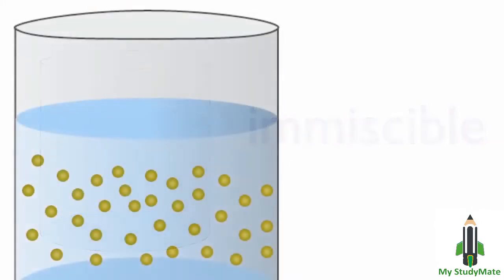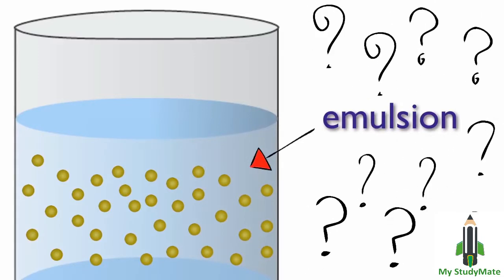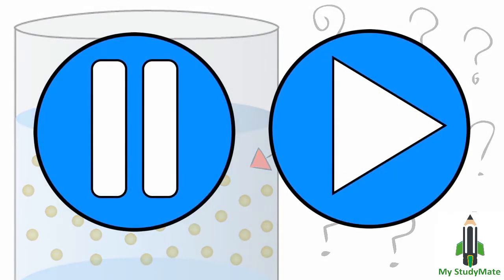Let us look closely at what we have right now. There are tiny oil droplets interspersed throughout the water. We have just created an emulsion. What do you think will happen if we let the emulsion stand for 5 to 10 minutes? Let's pause the video and have a think. Press play once you are done.